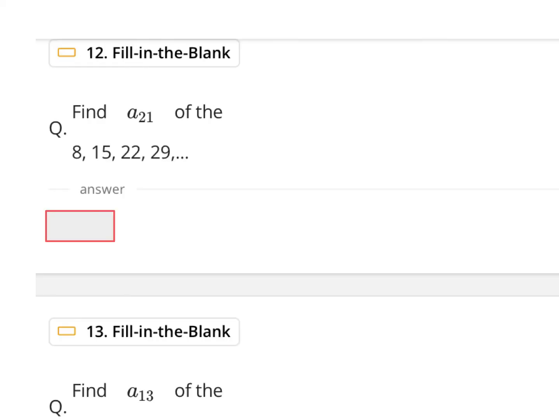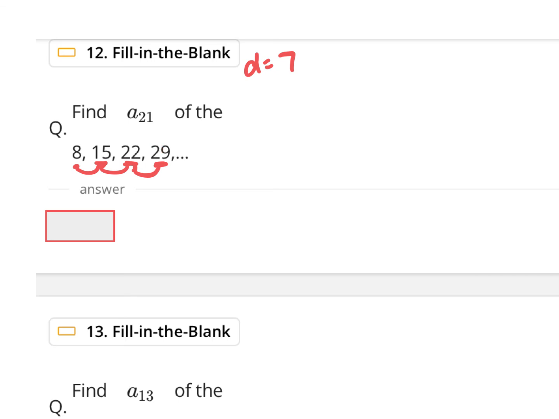Find a sub 21. Dang. All right, well, let's first understand that this is an arithmetic sequence because it does have a common difference. 29 take away 22, that's 7. 22 take away 15, that's 7. 15 take away 8, that's 7. So the common difference is 7. And just to verify, 8 plus 7 is 15, plus 7 is 22, plus 7 is 29.